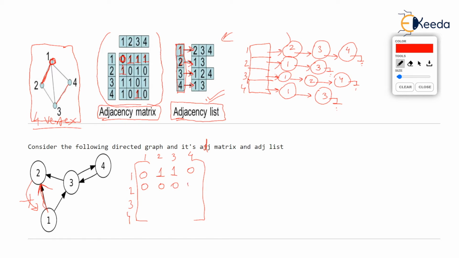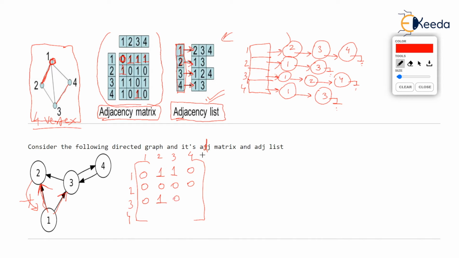What about 3? Is there any edge from 3 to 1? Absolutely not. 1 to 3 is there, a directed edge from 1 to 3, but 3 to 1 is not there. Okay, 3 to 2, yes, there is an edge. 3 to 3, no, and 3 to 4 there is an edge. What about 4 to 1?